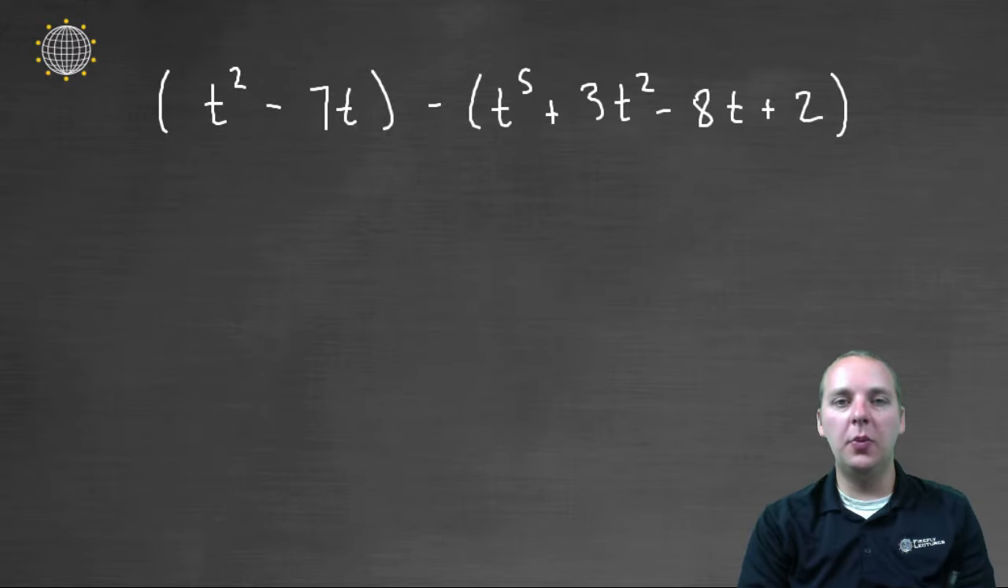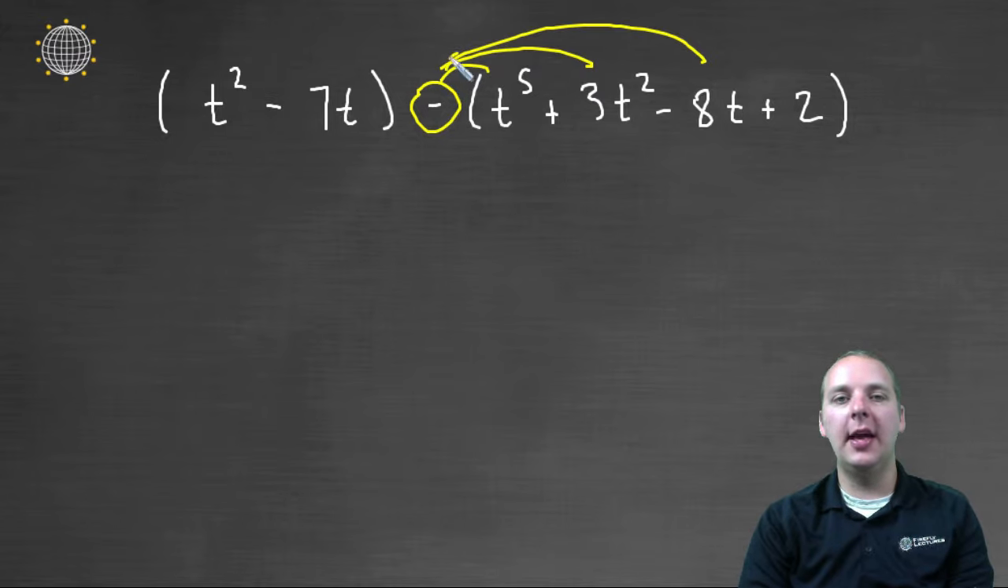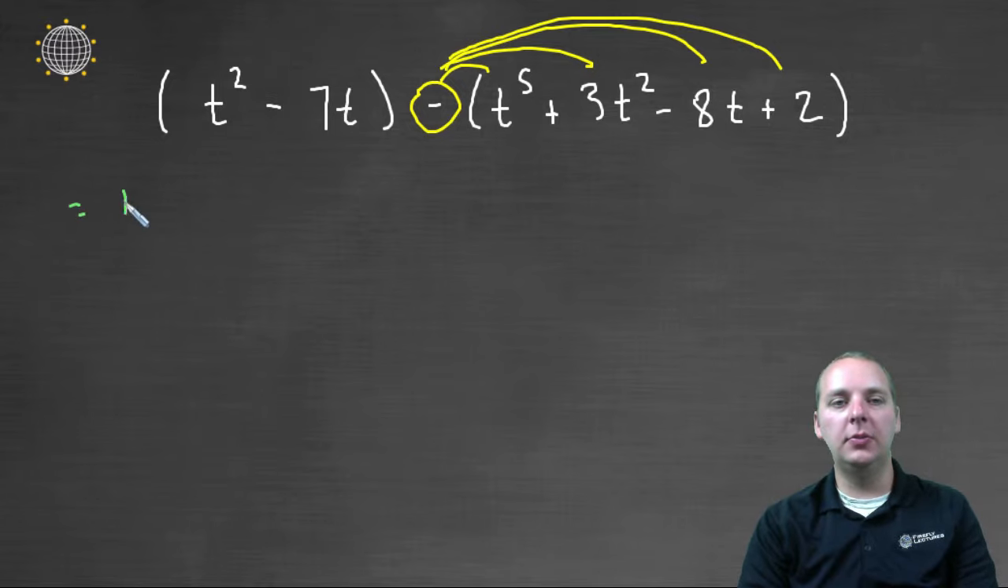All right, now we'll close out with one more example. Let's say we had t squared minus 7t minus the polynomial t to the fifth plus 3t squared minus 8t plus 2. So I recognize this as a subtraction problem, and I'm subtracting two polynomials. First thing I see is this minus sign, and I know that I'm going to distribute that to every term in the second polynomial. So if I wrote out all my individual terms, which I would recommend doing, you would get t squared minus 7t, and then minus t to the fifth minus 3t squared.